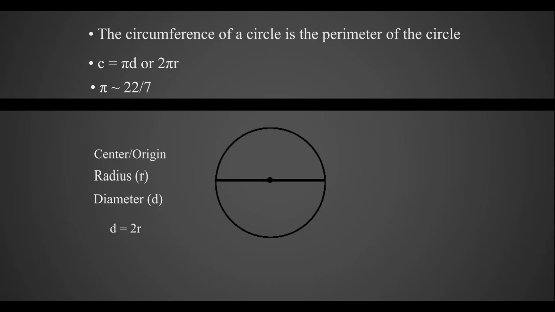Now, since a circle is a special type of shape, instead of using the word perimeter, we use the word circumference, which is the distance all around the circle.